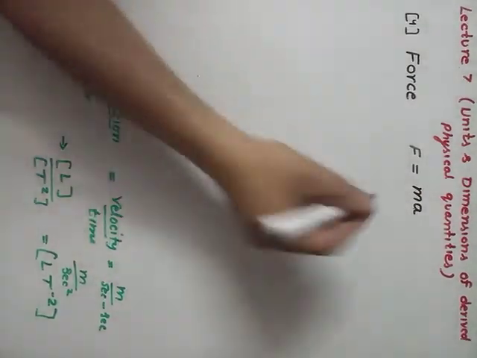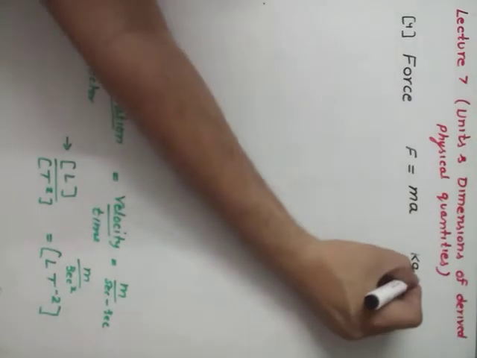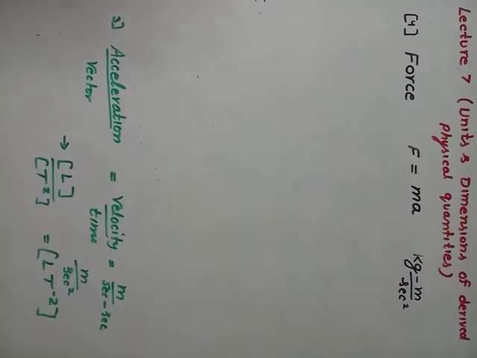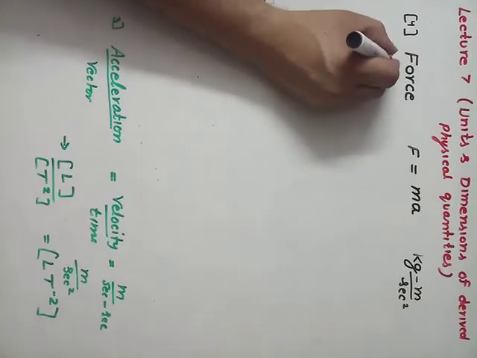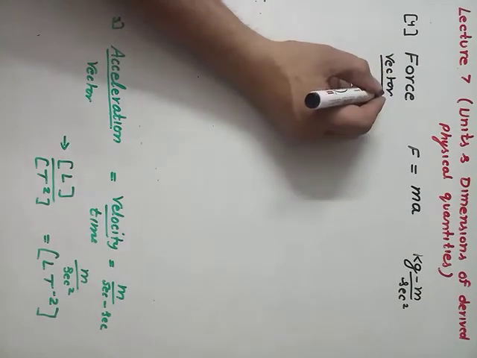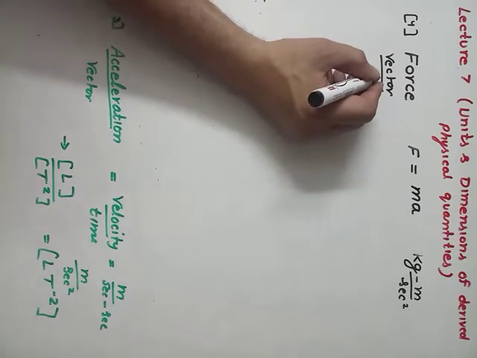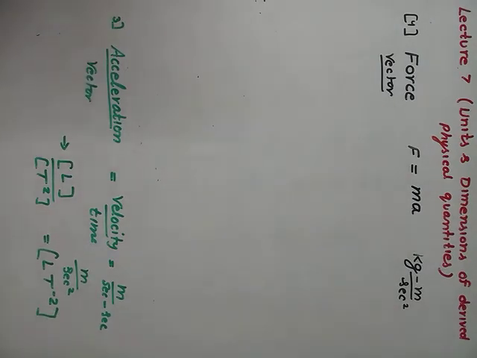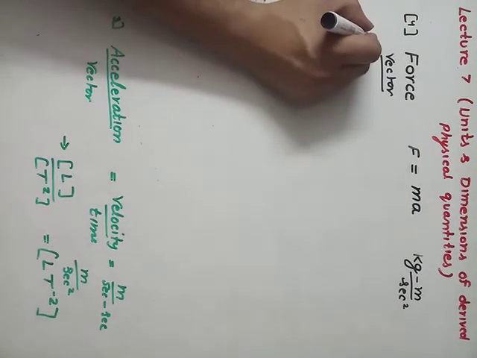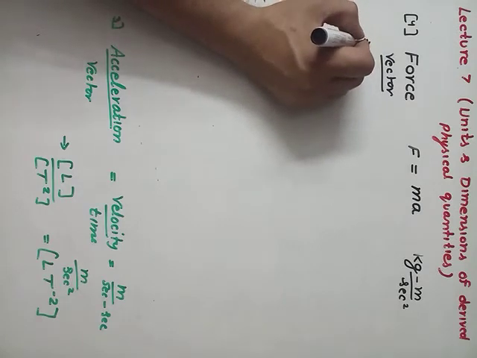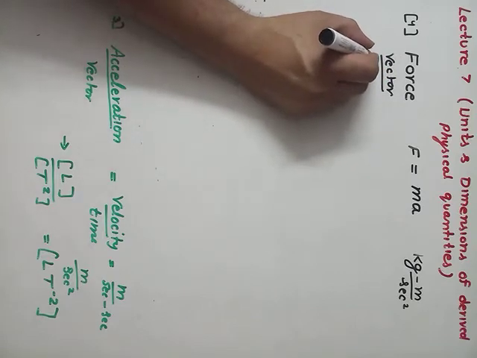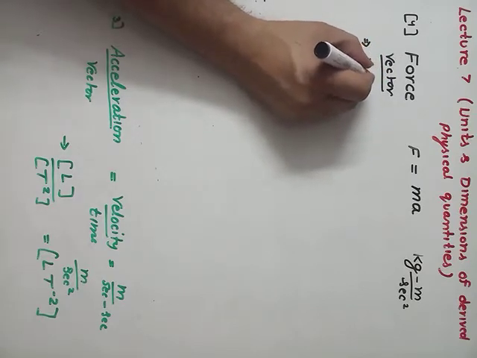Now you can directly write the unit of mass is kg, and that of acceleration is meter per second square. It is basically a point of application, therefore it is a vector quantity. And students, you should also know SI units of some of the derived physical quantities. It is basically to honor the scientist, based on the name of the scientist. The SI unit of force is Newton.